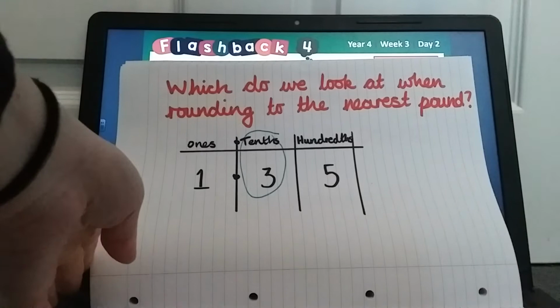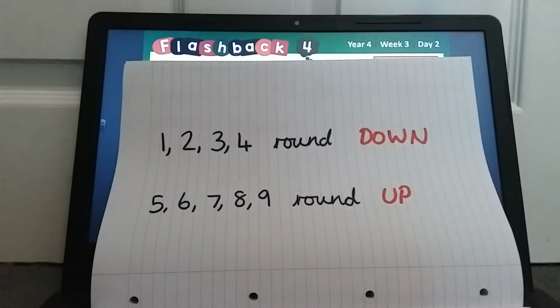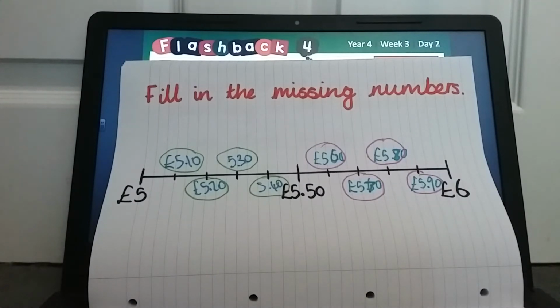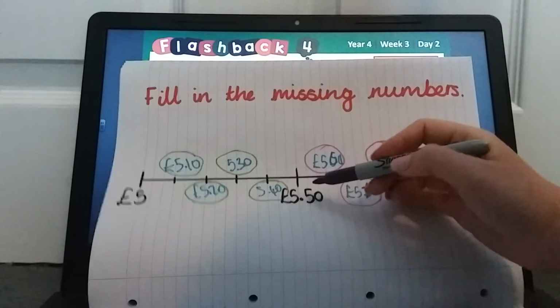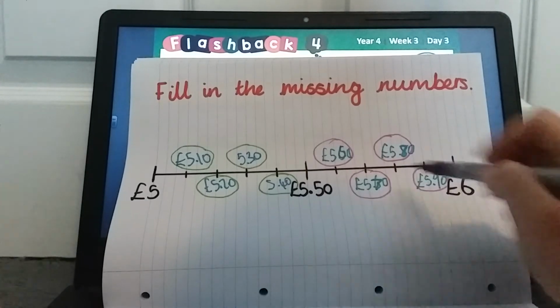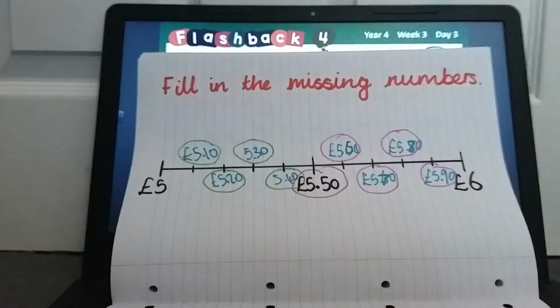And we know from our previous rounding that if that column has a 1, 2, 3 or 4, we'll be rounding down. If it's got a 5, 6, 7, 8 or 9, it would round up. So now that we know that, let's go back to this number line. Would £5.50 round up to £6 or round down to £5? Exactly. The digit in the tenths column is a 5, and that shows us we're going to round up to the £6. So that one rounds up too.